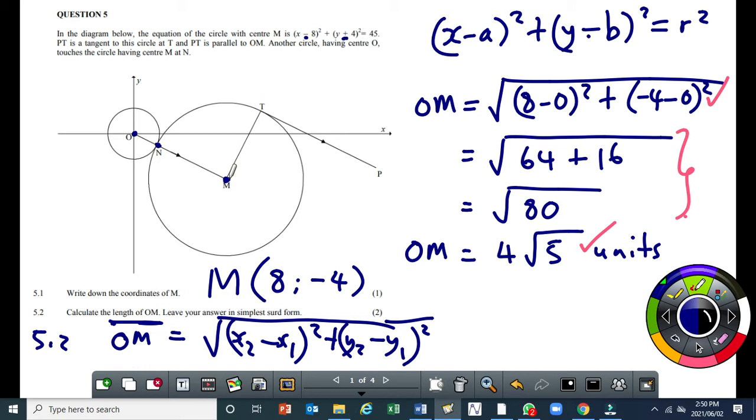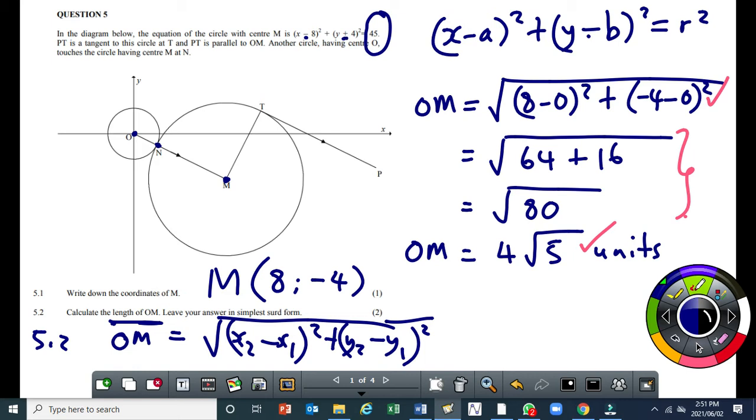Okay? It's a radius. From this point N here up to point M, that's a radius. Do you agree with me on that? Yeah. So, that radius, we can get it from here. Remember, R squared is going to be equal to 45. So, the square root of 45 will be the radius.